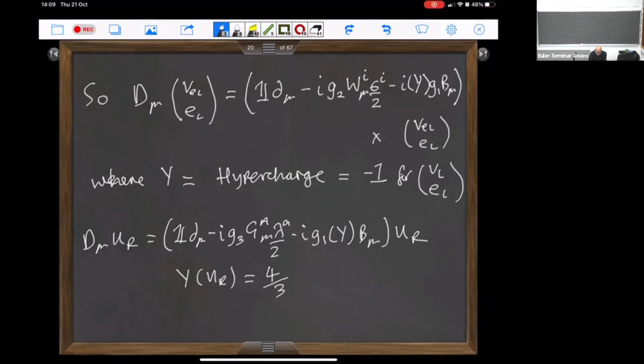And then similarly for the right-handed quarks, for the right-handed up quark field, it's right-handed, so it doesn't transform under SU2, but it does transform under SU3. So we see the appearance of the gluon fields. And the up quark has hypercharge 4/3. So you have to insert a factor of 4/3 in the last term in the covariant derivative to do the calculations correctly.